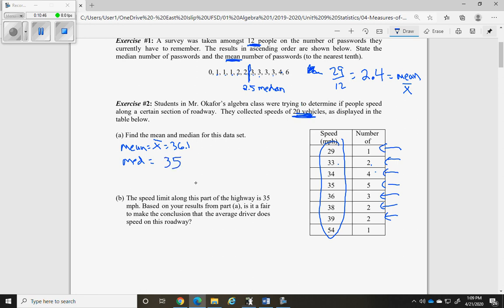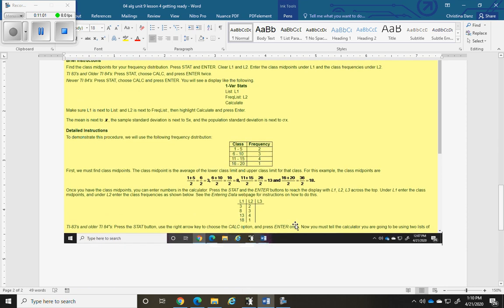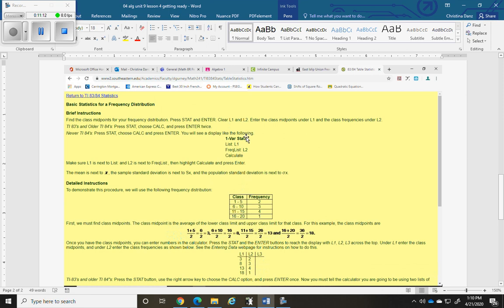Now, I had said that there was another way you can do this. Again, I'm going to show you those notes right here. In your L1, we could enter the speed of the car, and in the L2, you can enter how many times it occurs. And then when you go to your 1var stat, you're going to make sure your list says L1, and then your frequency list says L2. Your frequency list tells you how many times that number happens, and then you hit calculate.